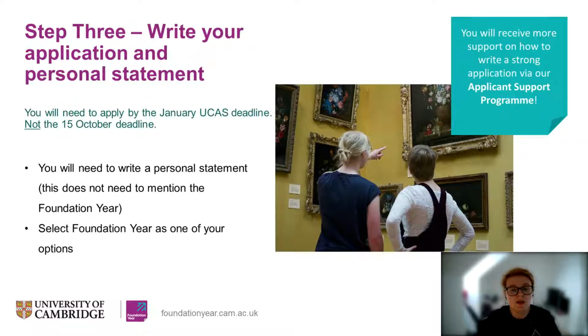The next step is something that you'll be doing for any university that you apply for in the UK. You have to write a personal statement and complete a UCAS application. It's important to note here that the Cambridge Foundation Year uses the January UCAS deadline, and this is later than most other undergraduate courses at Cambridge. For 2023 entry, the deadline is the 25th of January 2023, and if you don't apply by then, you can't be considered.